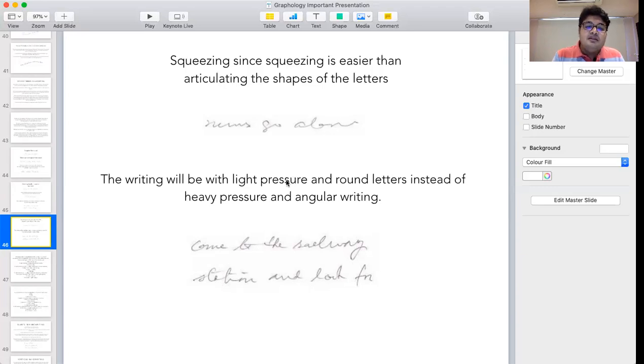The writing will be with light pressure and round letters instead of heavy pressure and angular writing. So that is also an indication. Basically, when there is heavy pressure and angular writing, you're going a little bit slower. You're not going as fast. But when you want to do everything very, very quickly, the pressure will be lighter, the letters will be more rounded, and there will be a flow and smoothness that you will keep writing quickly, and the speed of your handwriting is very, very fast.